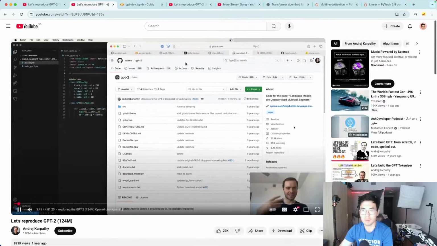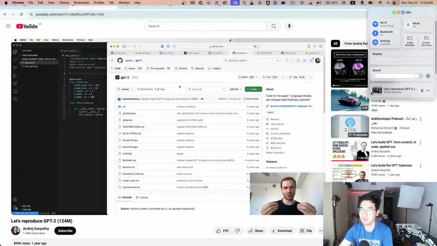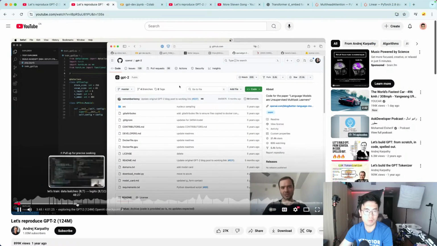So the first thing I would like to do is actually start at the end, or at the target. In other words, let's load the GPT-2 124M model as it was released by OpenAI, and maybe take the first spin. Let's sample some tokens from it.